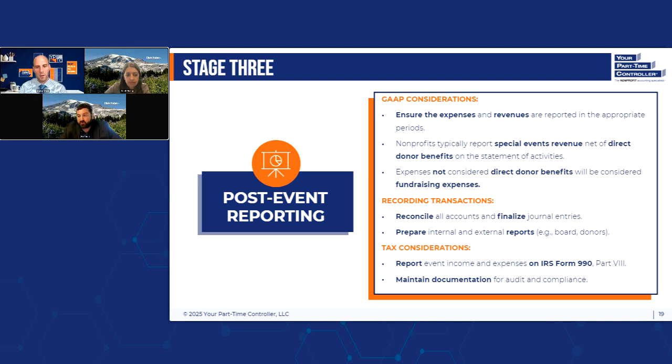One word of caution here, though, is that if you do have a material amount of direct donor benefit expenses, you will need to break those out on the statement of functional expenses. The items that are the direct donor benefits would be a supporting service cost of sales type expenditure, and then the remaining expenses would be those fundraising expenses within the fundraising category.